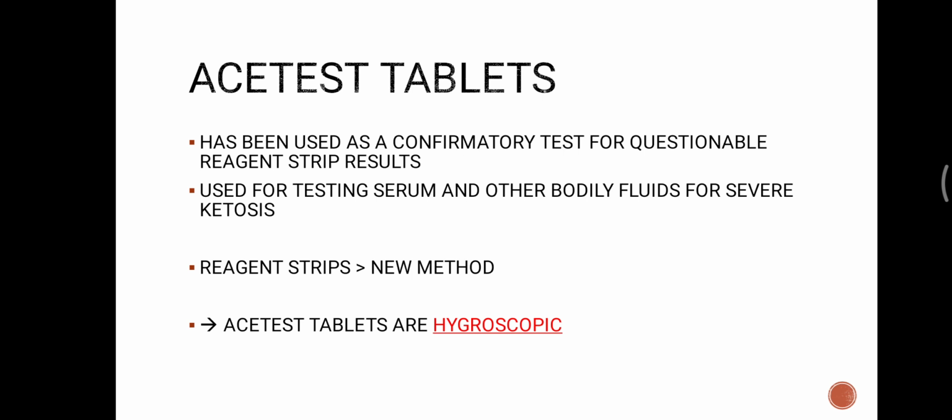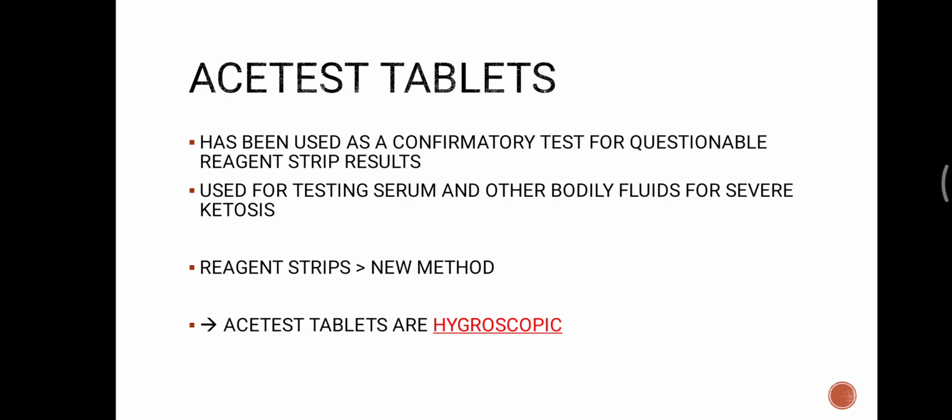Okay, now for the last slide that we have is about the acetest tablets. However, acetest tablets has been used as a confirmatory test for questionable reagent strips result. This is used for testing serum and other bodily fluids for severe ketosis. However, this was primarily used for testing serum and other bodily fluids and dilutions of these fluids for severe ketosis.